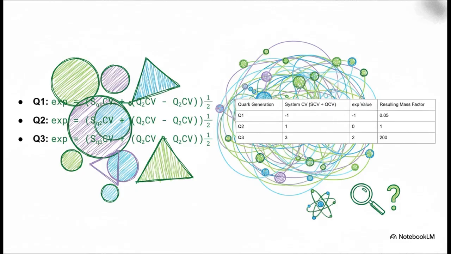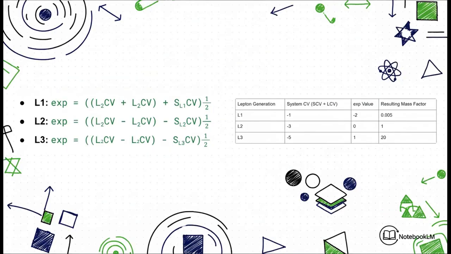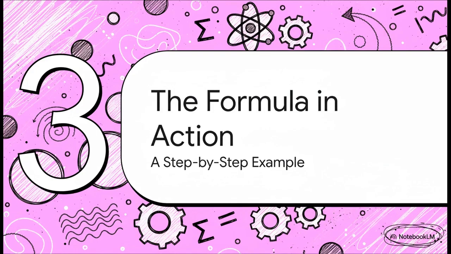It's beautiful. And what's really cool is that the exact same logic applies to the leptons, they just have their own unique base CV. For them, the doubling rule applies to the first generation, and the zeroing out rule applies to the second and third. It's the same system, just with different starting numbers, which is what gives you this completely different but totally consistent set of mass factors.